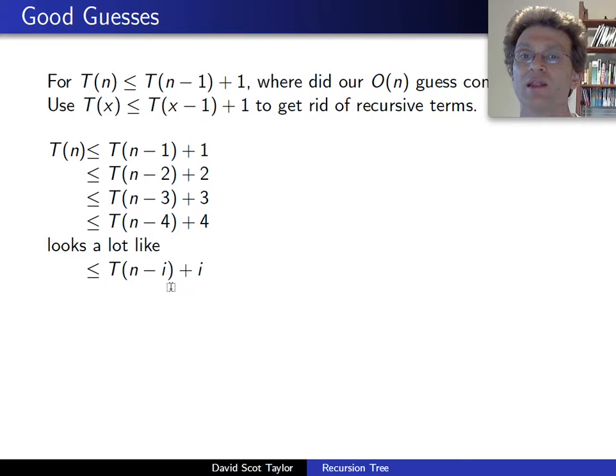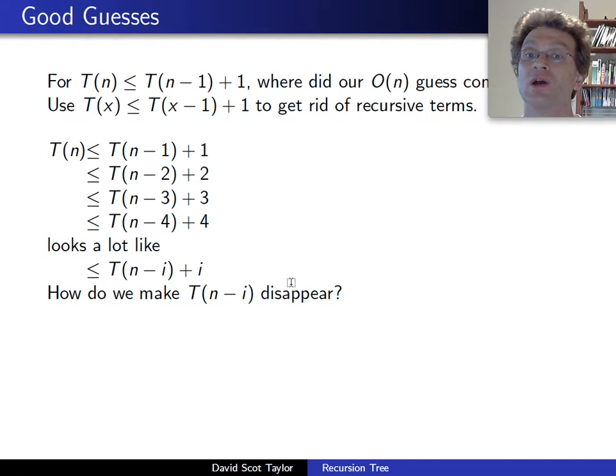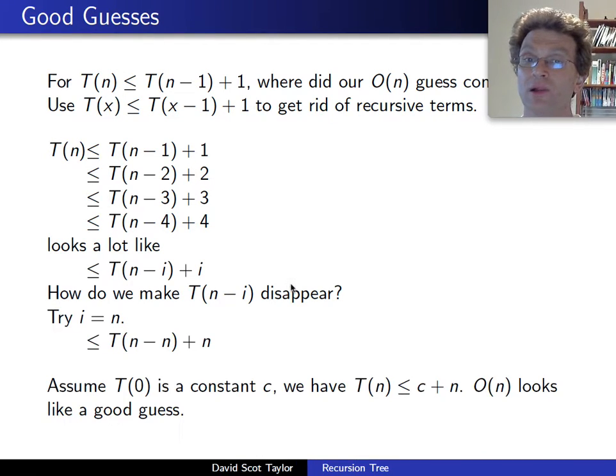We think, hey, T of n looks like it's less than or equal to T of n minus i plus i for an arbitrary positive integer i. So great. That gives us a more general form, and we still want to get rid of our recursive term. We still want to get rid of T of n minus i. So we're going to substitute in, except instead of using this format to substitute in for T of n minus i, I'm going to substitute in an i value to make T of n minus i disappear. I'm going to plug in, in this case, i equals n.